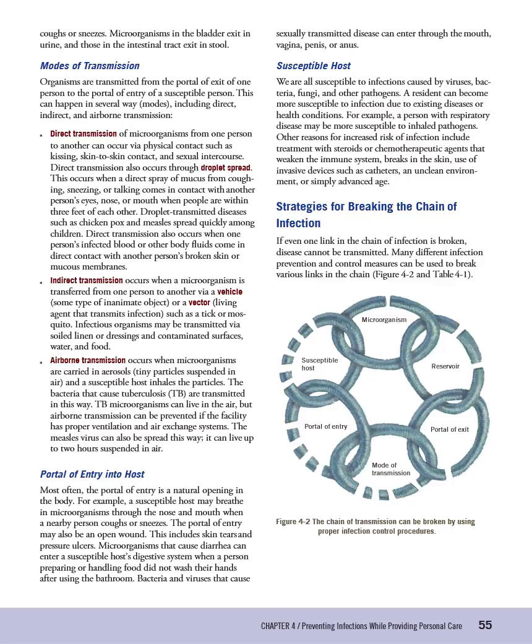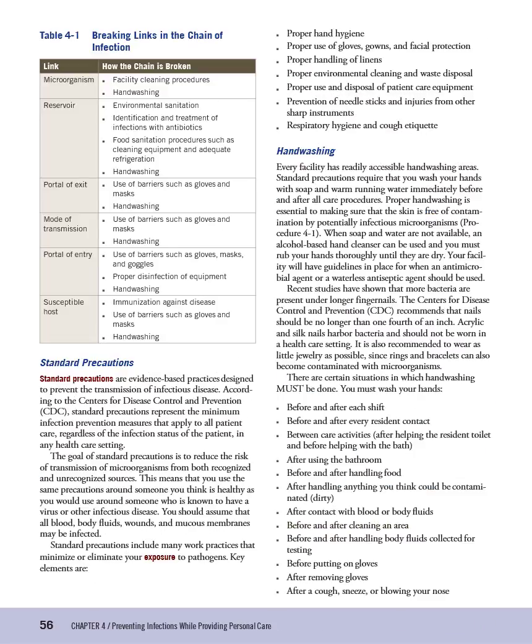Strategies for breaking the chain of infection. If even one link in the chain of infection is broken, disease cannot be transmitted. Many different infection prevention and control measures can be used to break the various links in the chain, including standard precautions. Standard precautions are evidence-based practices designed to prevent the transmission of infectious disease. According to the Centers for Disease Control and Prevention, CDC, standard precautions represent the minimum infection prevention measures that apply to all patient care, regardless of the status of the patient, in any healthcare setting.